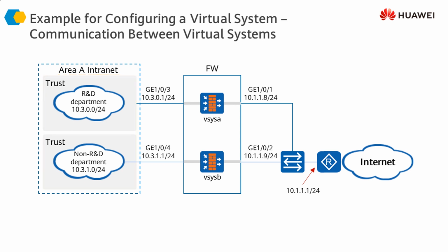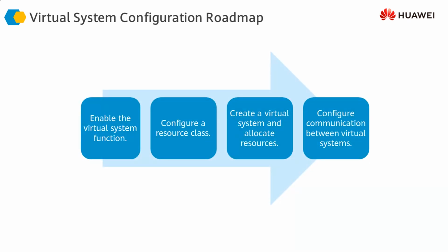So the concept is to configure these two VSys, VSys A and VSys B, for these two departments based on our particular requirements. Let's take a look at these requirements one by one. The configuration that we need to do includes, step by step: we enable the virtual system function, which we've already looked at before. We enable the virtual system function first, then we configure the resource class, then we create a virtual system and allocate resources, and then we configure the communication between the virtual systems.